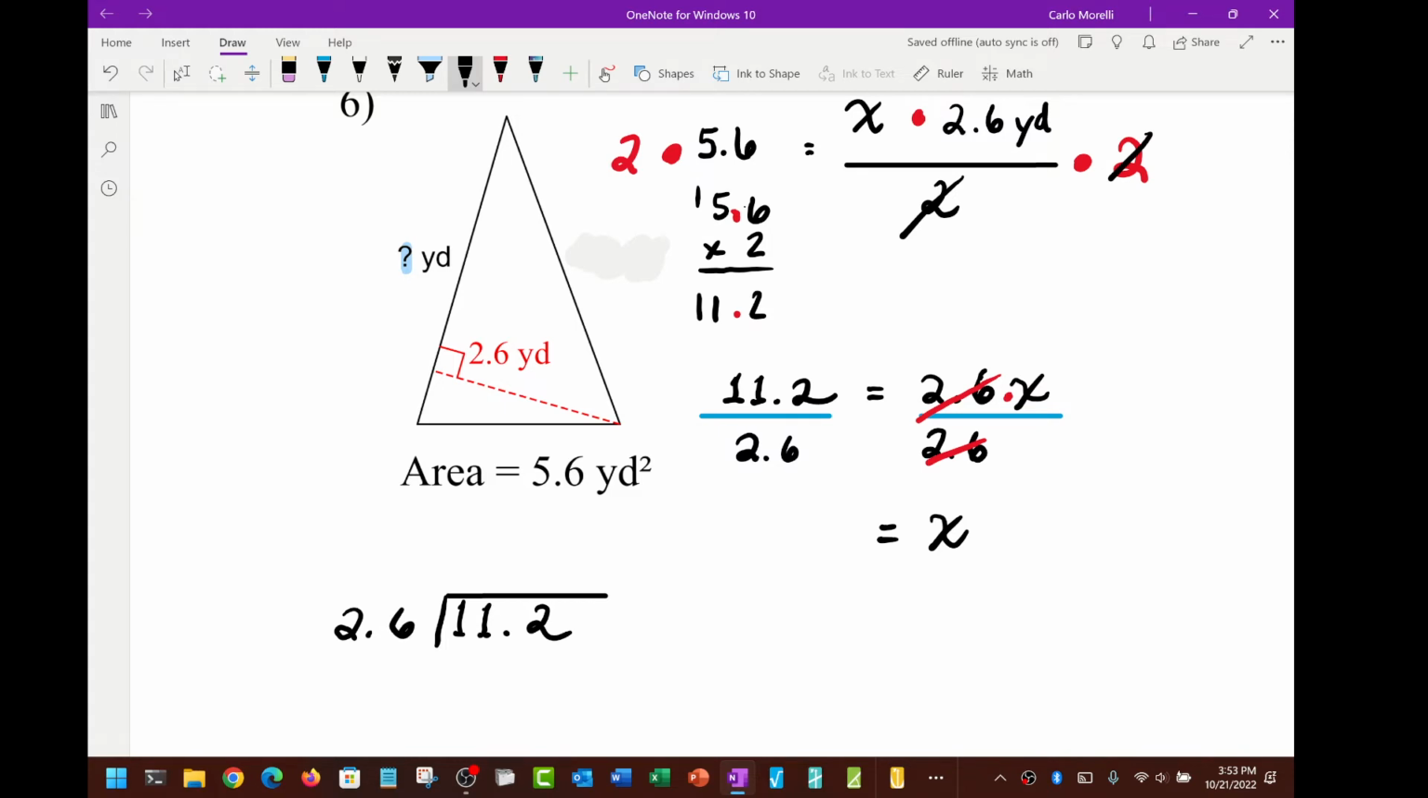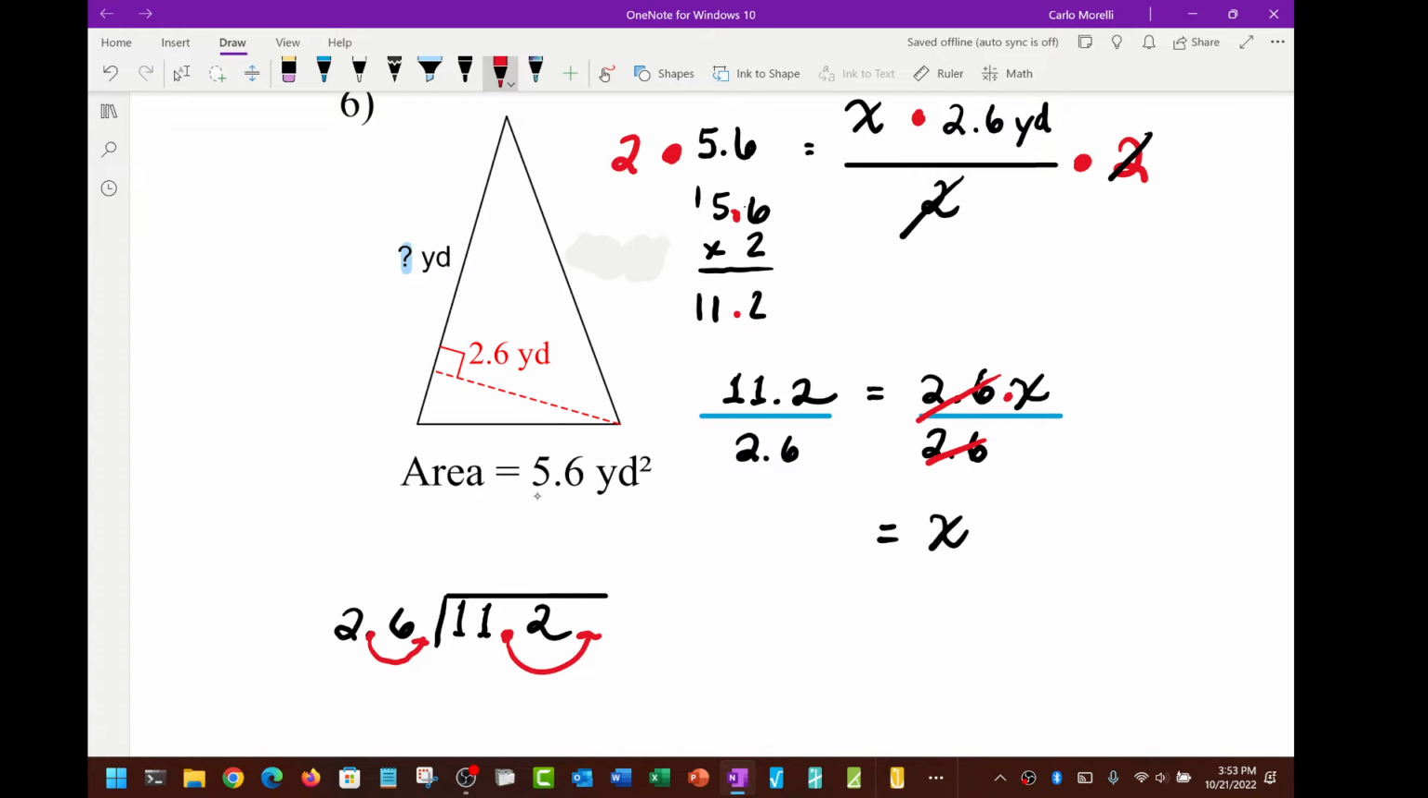Well, we can't perform division this way. That's not how this works. So we move our decimal place over. Okay, so we have 26 as the divisor, and then to keep things legit, we do it here as well. So now I'm not dividing 11.2 by 2.6, I'm dividing 112 by 26.